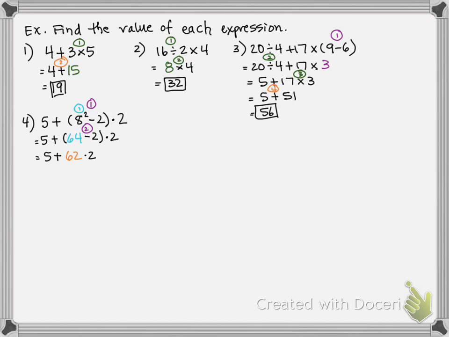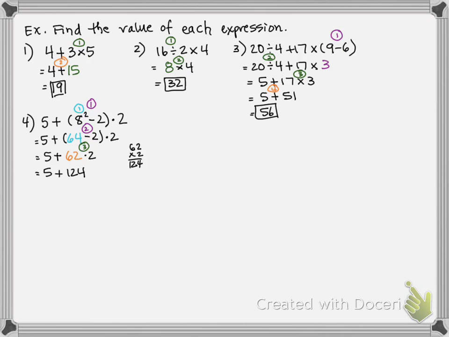So no more grouping symbols, no more exponents. So the next thing I look for is, do I have any multiplication or division? And sure enough, I do, way over here. Okay, so I'm going to go ahead and I get 5, and then I have 62 times 2. And that's going to give me 124.